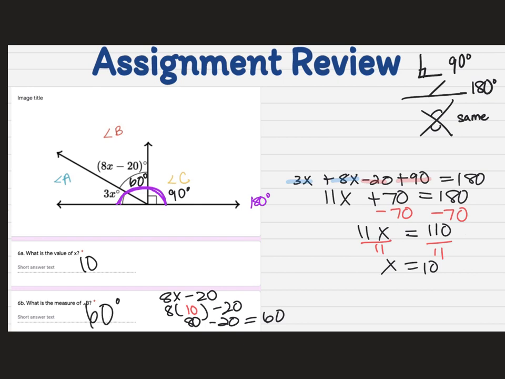And if you wanted to double check to make sure you did it correctly, if we plugged in 10 for angle A, so 3 times 10, that would give us 30 degrees here. And if we have 30 plus 60 plus 90, it does give us 180. Again, just a quick way for you to check.